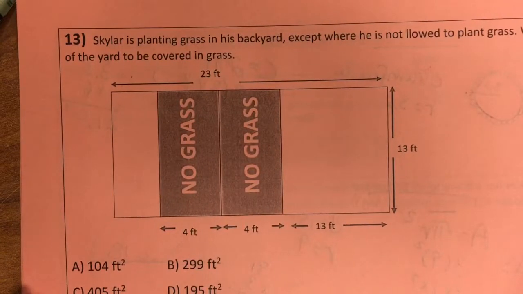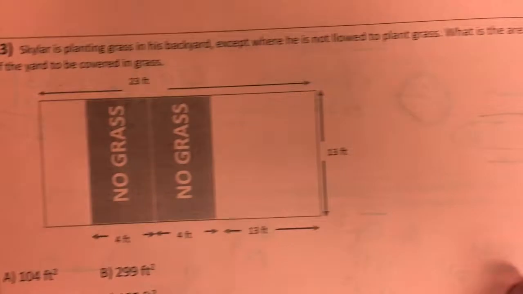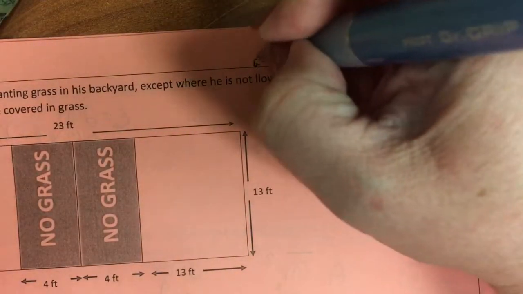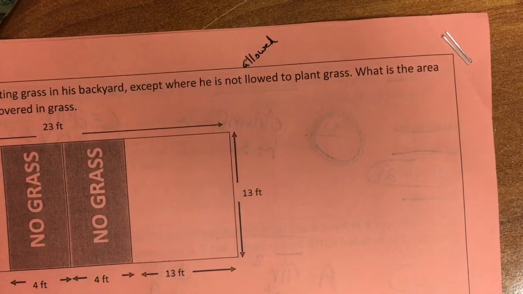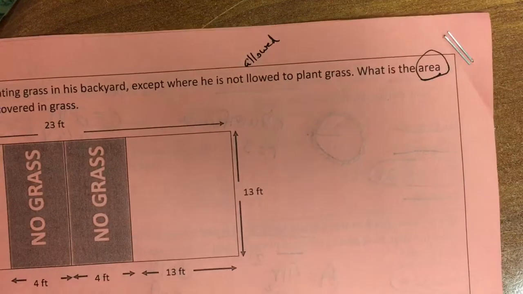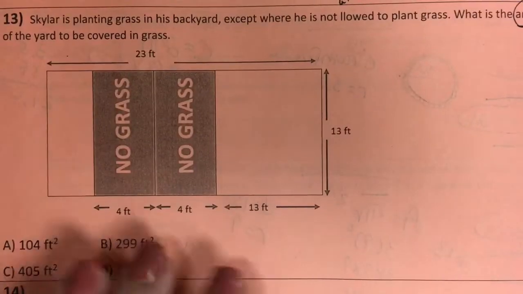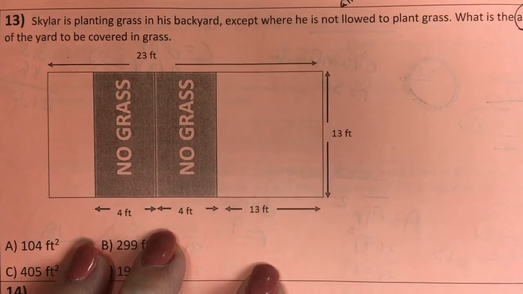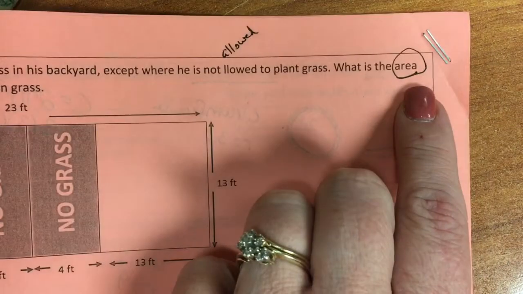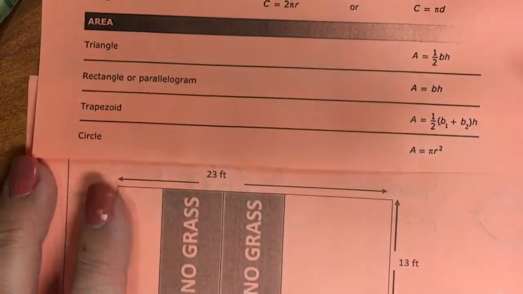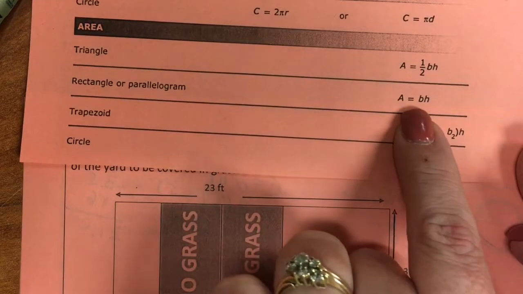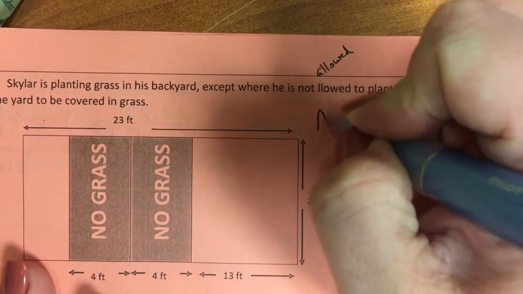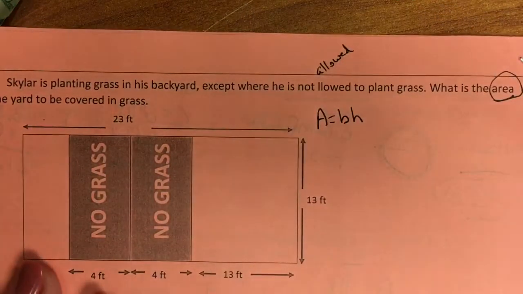Number 13. Skylar is planting grass in his backyard, except for where he is not allowed to plant grass. What is the area of the yard to be covered in grass? So here's our picture. Our shape is a rectangle. We're finding area, so on your reference material, you need to find area, rectangle. Here's my formula: area is equal to base times height.